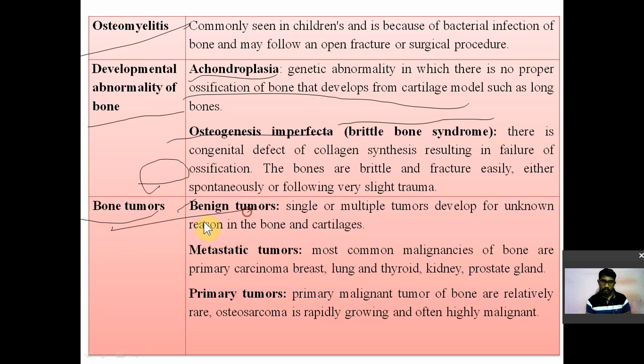Benign tumors और bone cancer. Bone tumors और bone cancer: benign tumor, metastatic tumor and primary. Benign tumor: single or multiple tumors develop for unknown reason in the bone, तो कुछ किसकी वजह से हुआ है, मालूम नहीं, that is known as a benign tumor. Metastatic tumor means the most common type of malignancy of the bone. This is primary carcinoma.